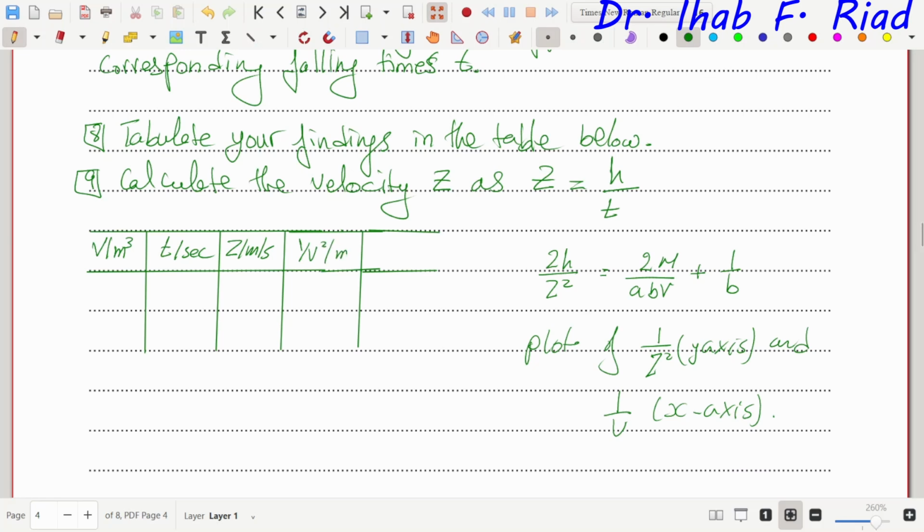Meter to the minus 6, right? Okay, and now we have 1 over v, sorry, meter to the minus 3. Okay, and we have 1 over z squared. 1 over z squared is going to give me meter to the minus 2, z to the minus 2. Okay, these are the units.